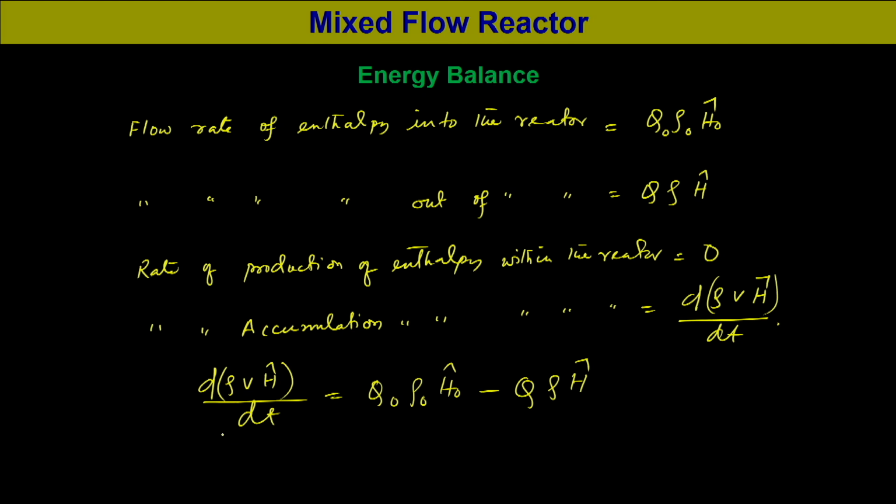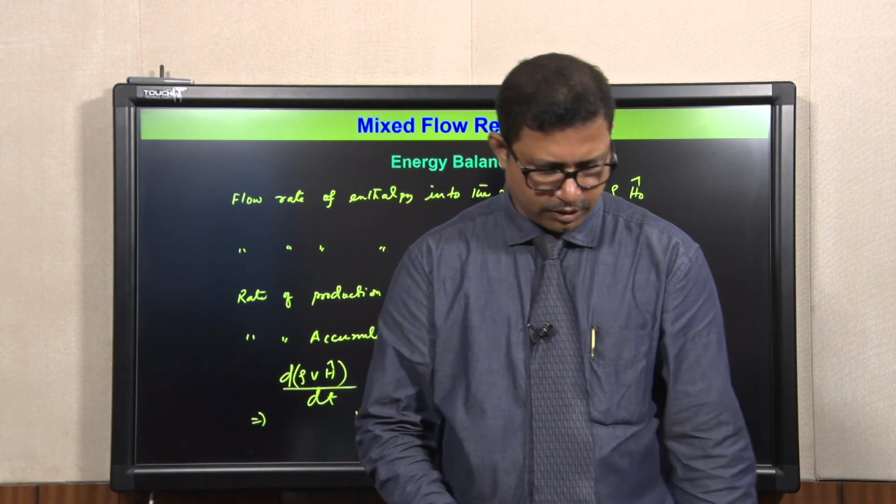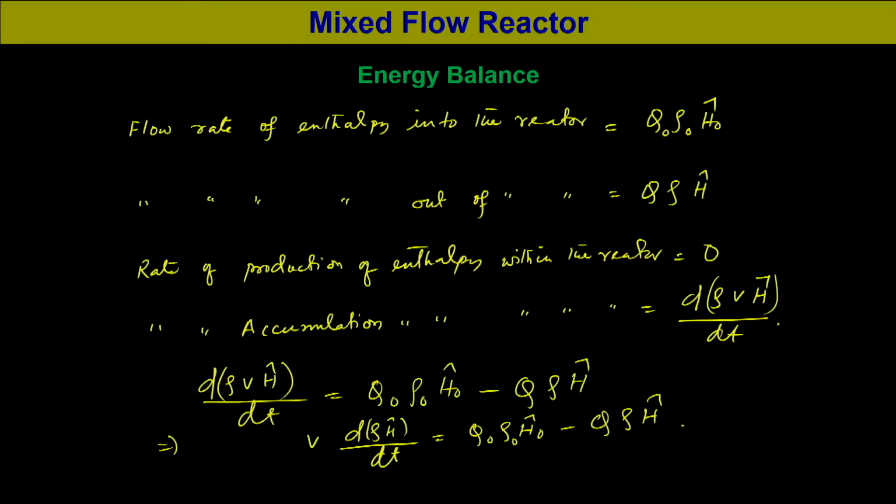For a constant volume system, this would be V d(ρĥ)/dt equal to q₀ρ₀ĥ₀ minus qρĥ. Now, if there is no heat transfer through the wall, the reactant coming inside the reactor brings enthalpy, and the enthalpy goes out with the product leaving the reactor.